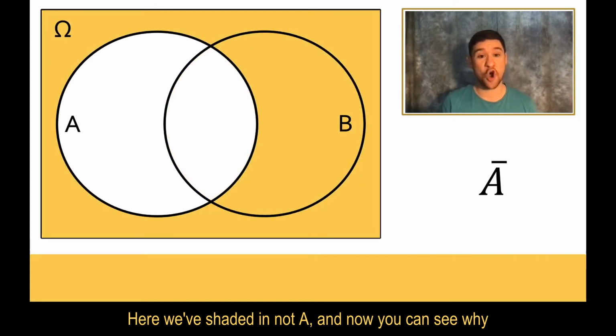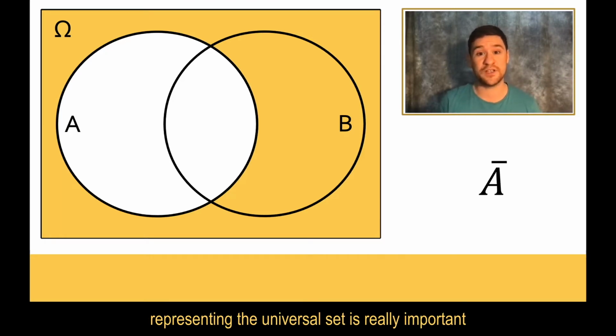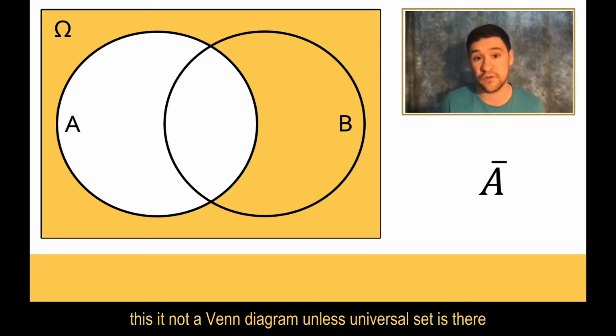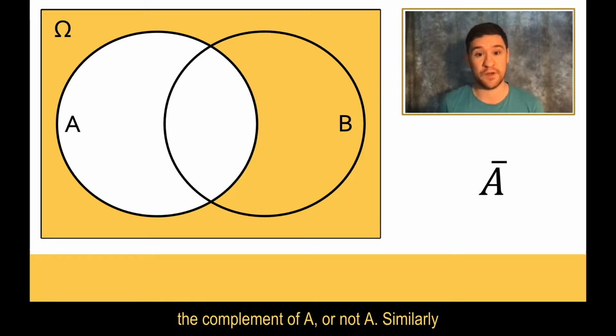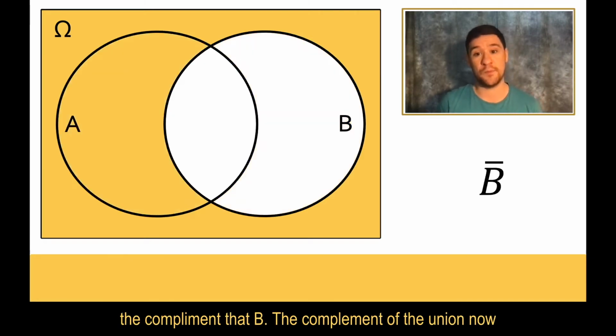Here we've shaded in not A, and now you can see why representing the universal set is really important. This is not a Venn diagram unless the universal set is there, and if the universal set wasn't there, you could not represent the complement of A, or not A. Similarly, the complement of B.